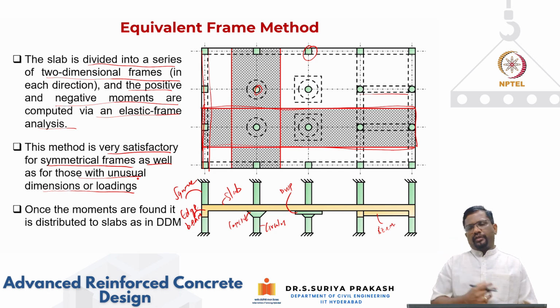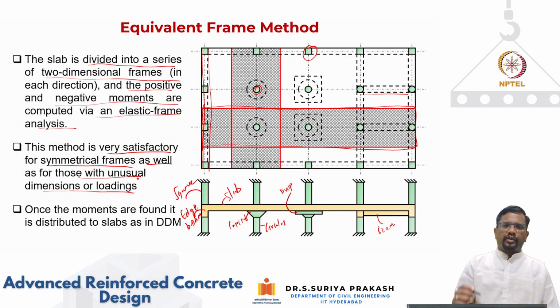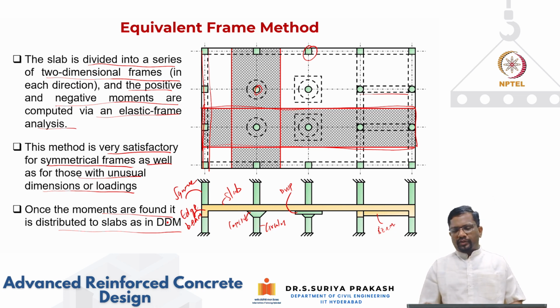One is calculation of your total static moment. Second one is calculation of longitudinal distribution of moment. And the third step is transverse distribution of moments that you got from your longitudinal distribution analysis. Now, in the same way, in this equivalent frame method, what we are really trying to get is longitudinal distribution of moments. Once you get that, in the transverse direction, it is distributed in the same way like what we did in the direct design method. Absolutely, there is no change.